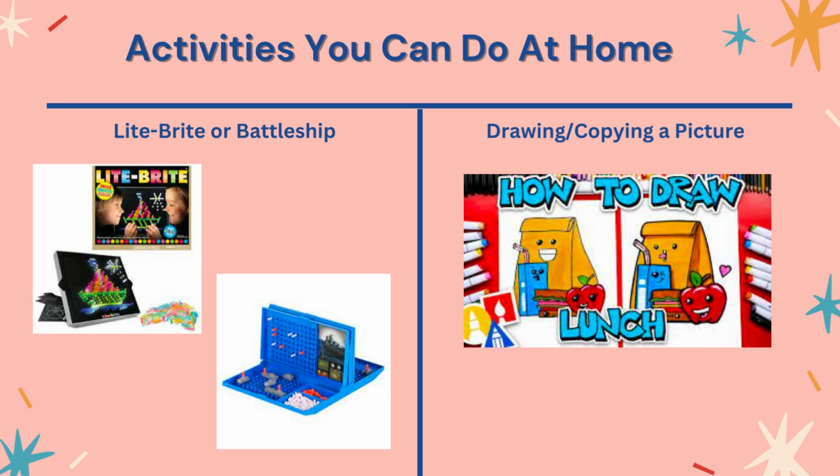Next, we have Light Bright or Battleship. Light Bright is a great activity that can help work visual scanning because they have to scan the board for how many across and how many down they need to go. Light Bright can also encourage saccadic movements because they have to look from the pattern back to the board of the Light Bright. Light Bright can also encourage convergence as it is a close-up task.